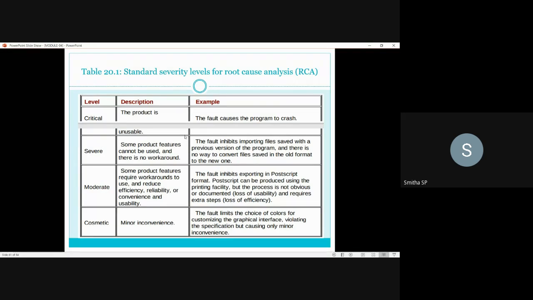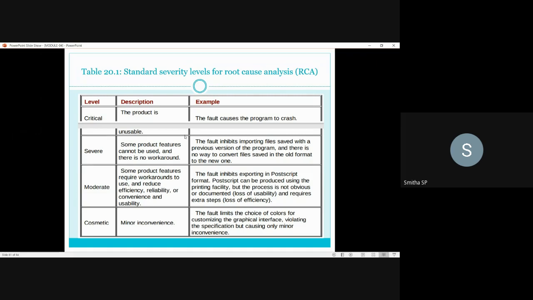For the critical level, the description is that the product is unusable. If the fault is critical in that particular product or software, you can't use that product at all. An example is a fault that causes the program to crash. If the fault you have identified causes the program to crash, we classify it as a critical fault, so the product is unusable.